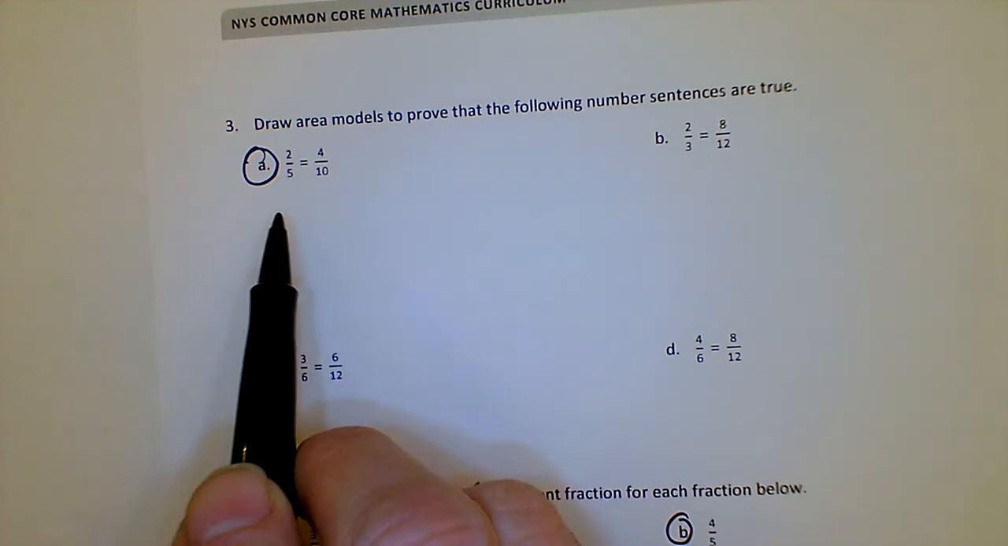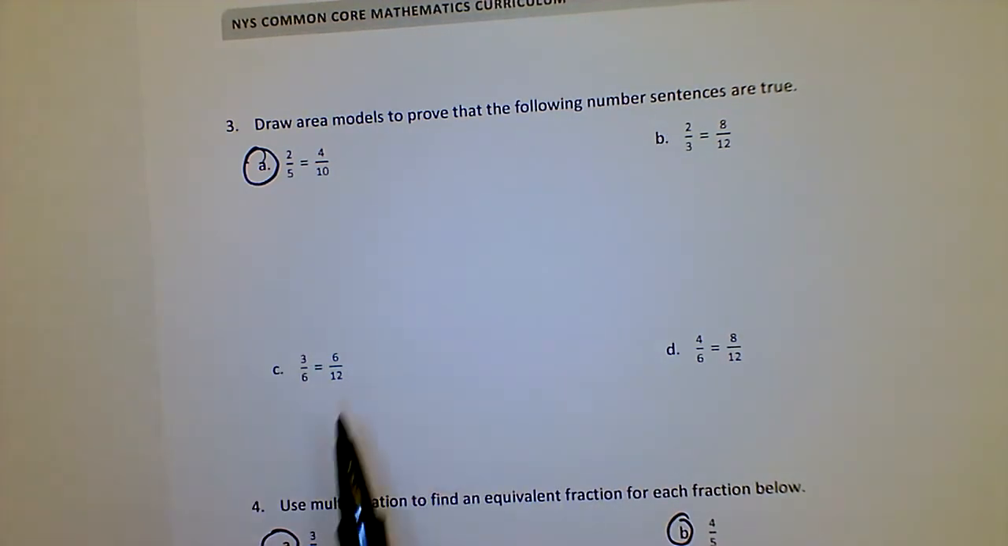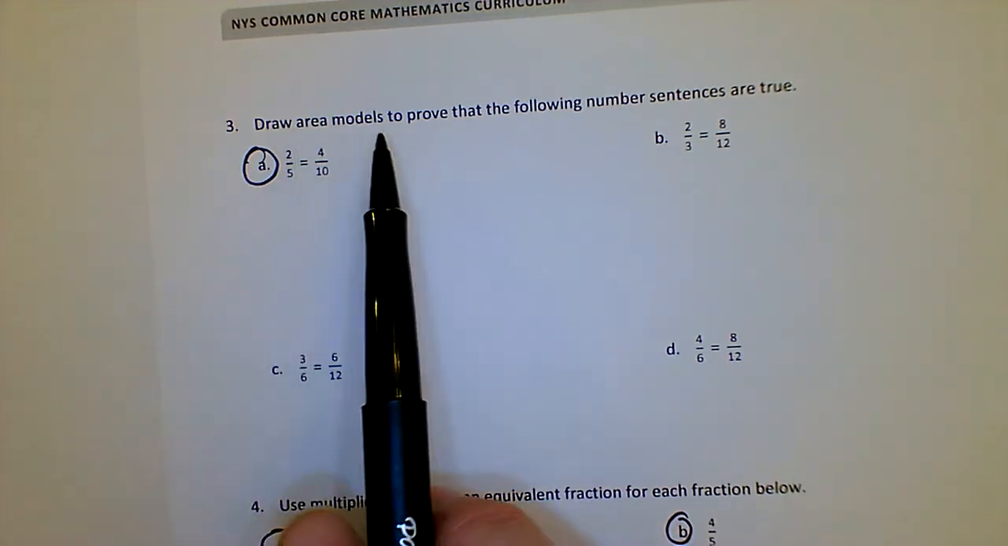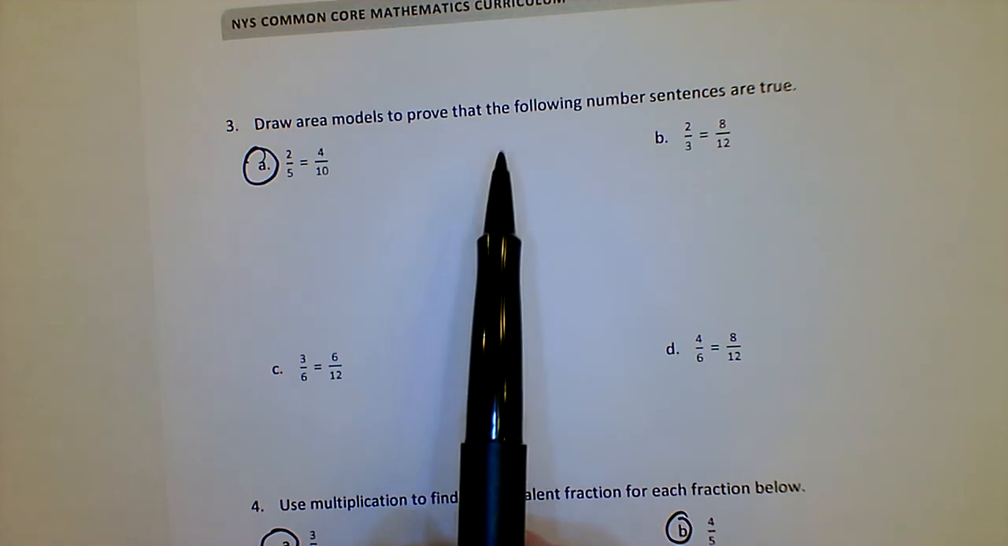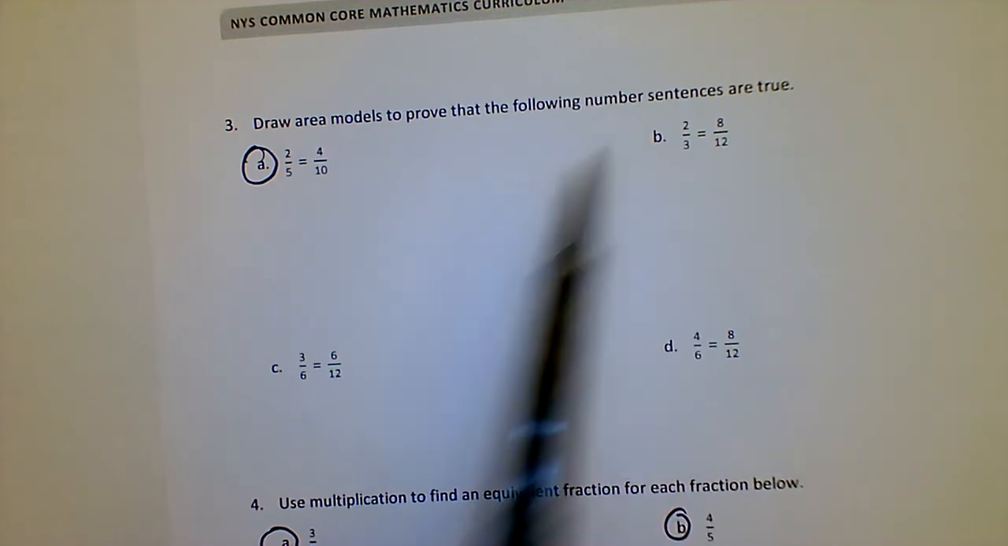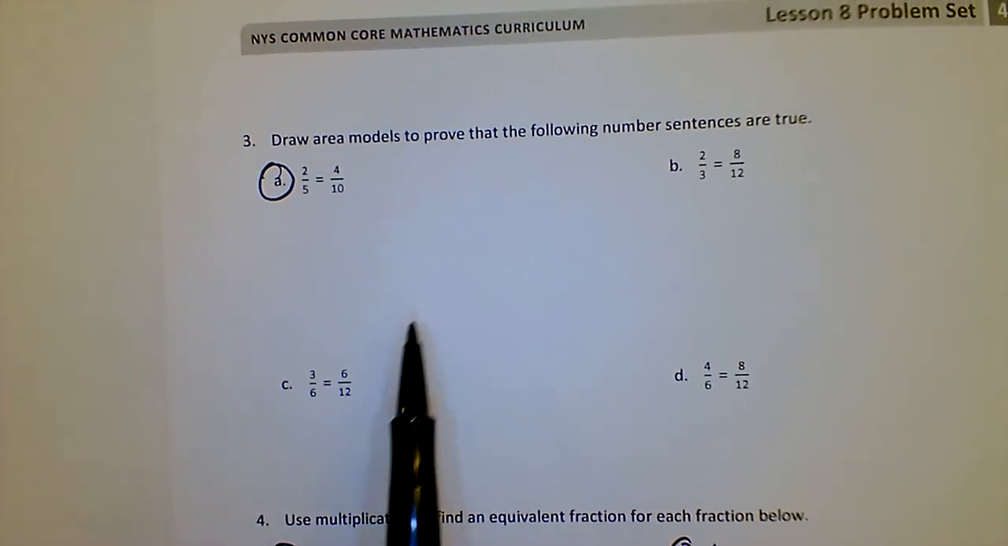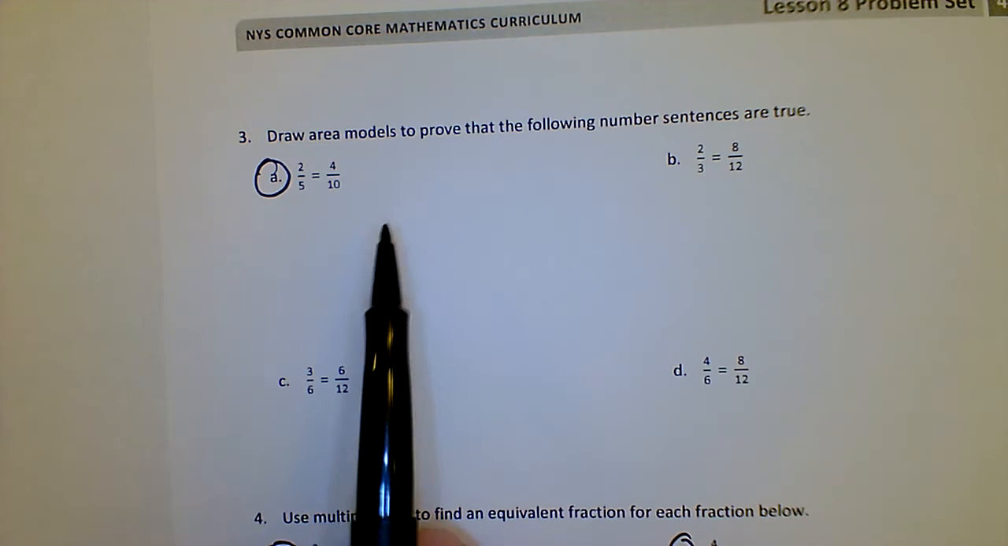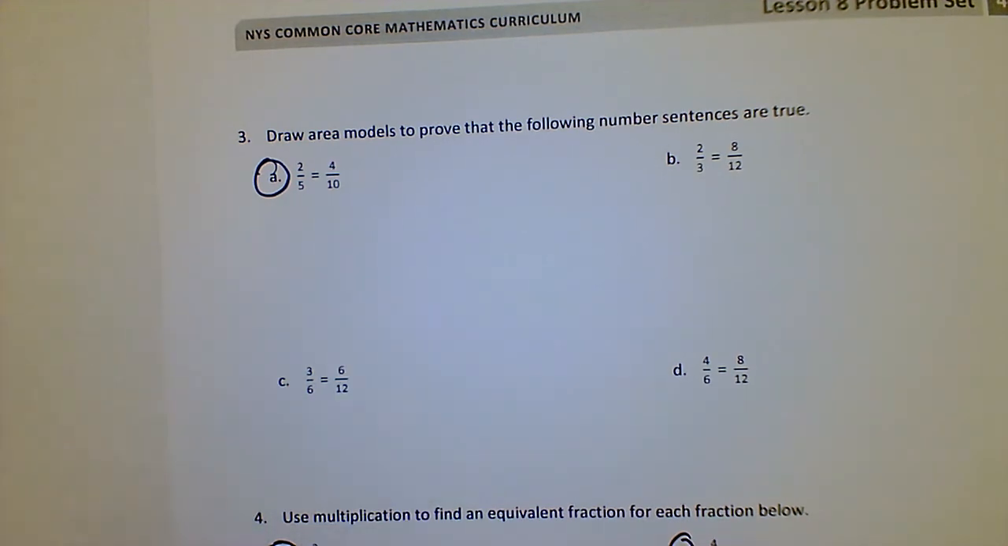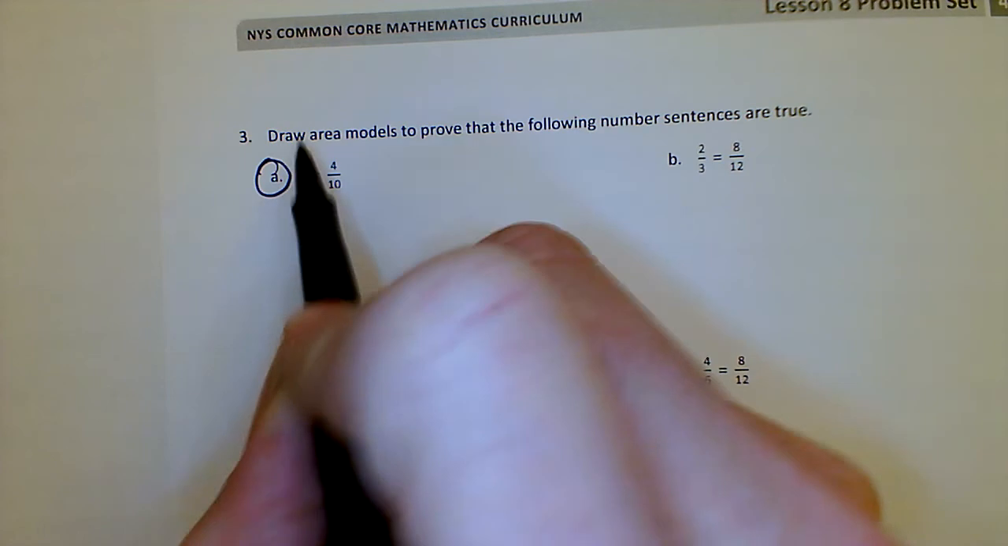And let's go ahead and do B. For problem 3, it says, draw area models to prove that the following number sentences are true. And let me straighten us out a little. Here we go. For this one, we don't have to show the multiplication. All we have to do is draw the area models.